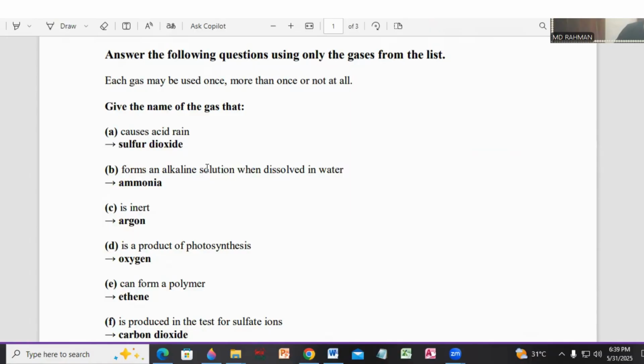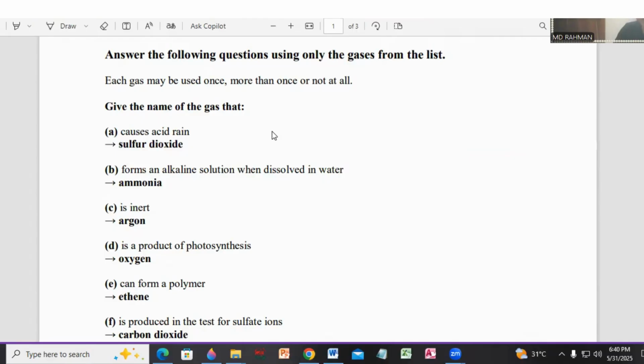For solving these types of question, you can see here the first question: give me the name of the gas that causes acid rain. Now we have to learn, we have to memorize the name of the gas which is responsible for acid rain. We know the properties of rain, how the rain comes from the sky to the land. And now the question is the acid rain.